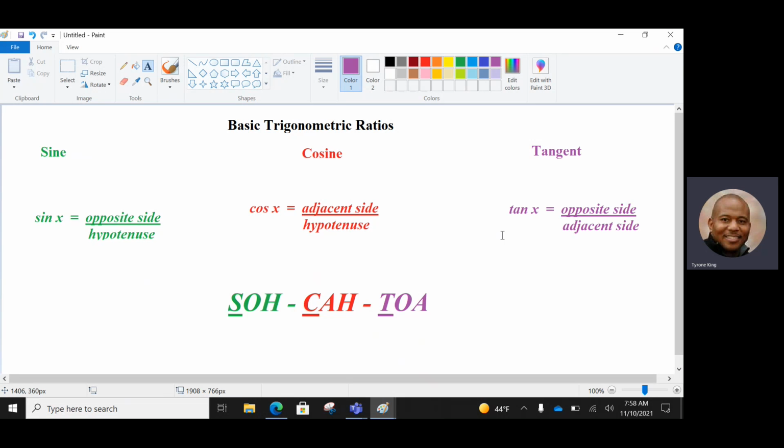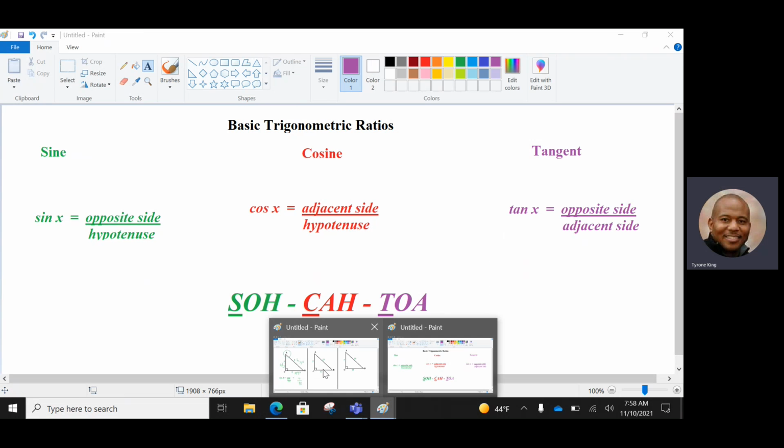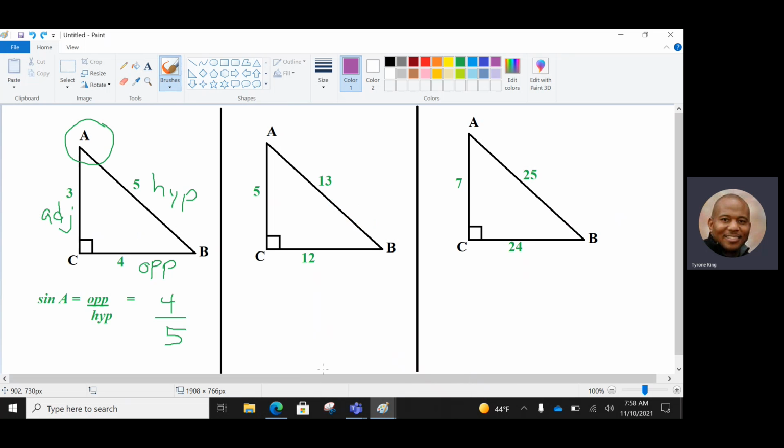There is an acronym to help us remember, called SOHCAHTOA. We're going to talk about the acronym SOHCAHTOA. I have a little video, a song, that's going to help you with that. Next, I want to show you something. How do we work with sine, cosine, and tangent? I have three triangles here, and the first one, we're going to talk about finding the sine of A.